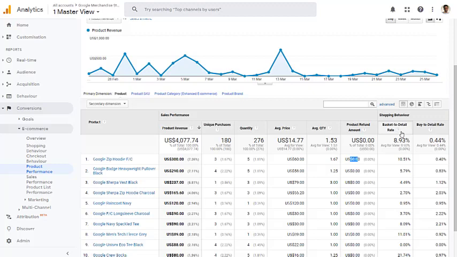Buy to detail rate. Now, how many of the people who look at the product detail page actually end up buying the product? The answer is 0.40 for this one particular product. What percentage of people add the product to the cart, and what percentage actually end up buying it, is what I am able to see in this report.